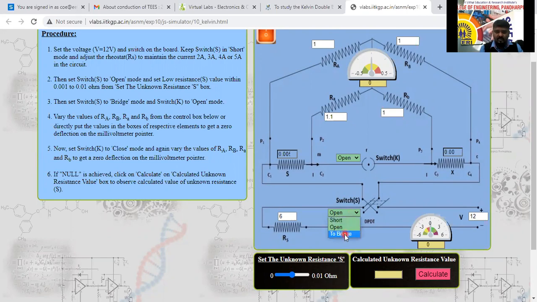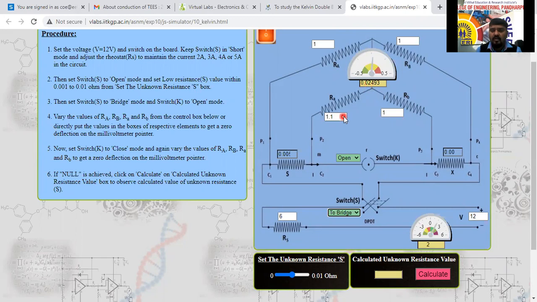I will set this one as bridge mode now. So we have set the bridge mode. Is the galvanometer zero, or is some value there? It is detecting some voltage now. Yes, some value it is detecting. Is the bridge in balanced condition or unbalanced? I'm asking you people. If some value is there, then the bridge is unbalanced.